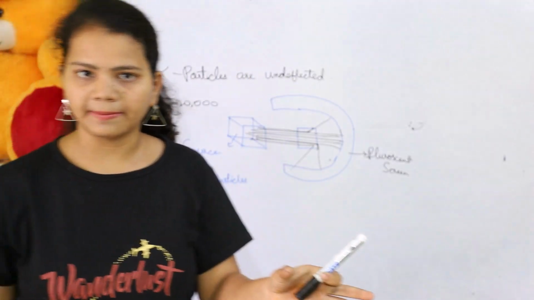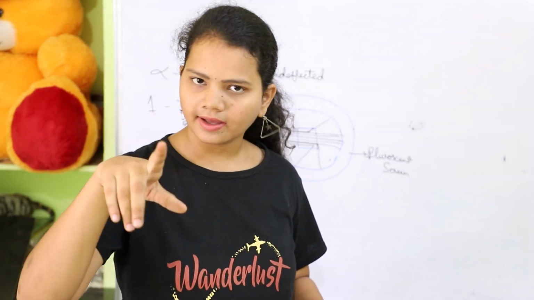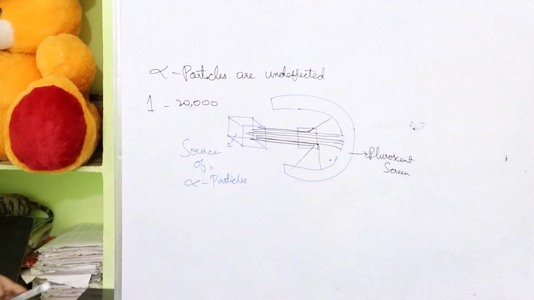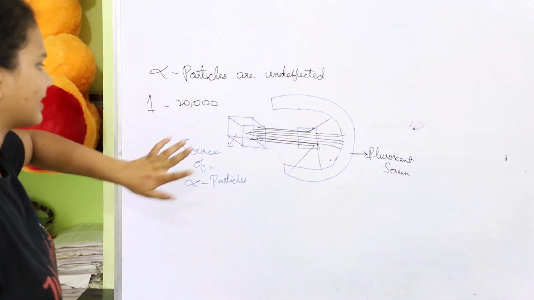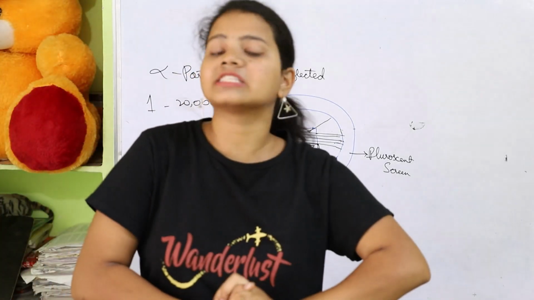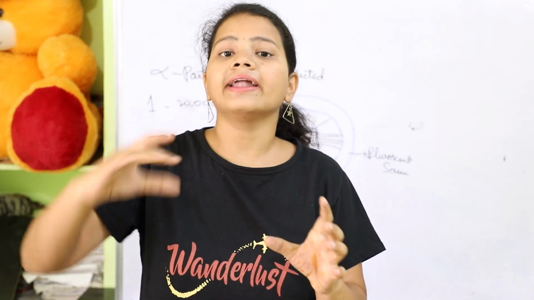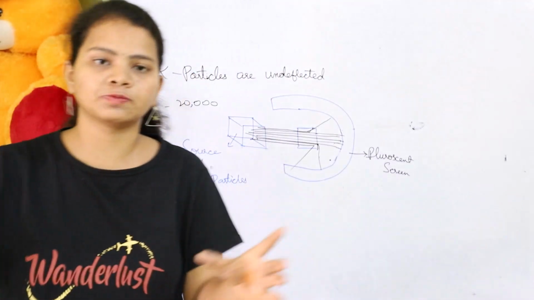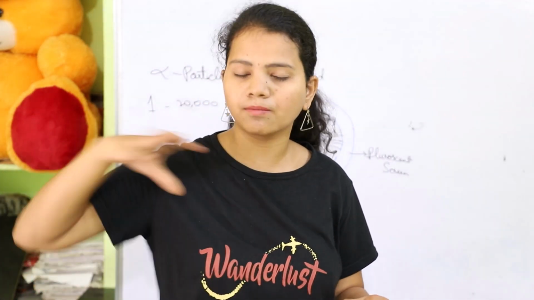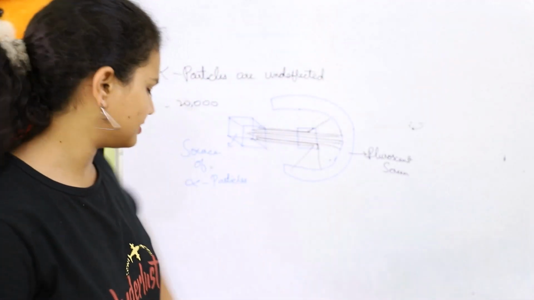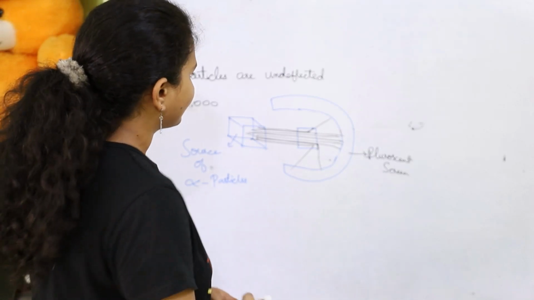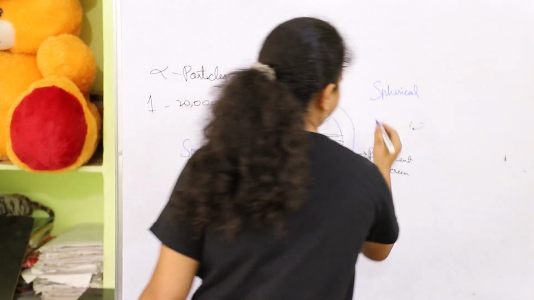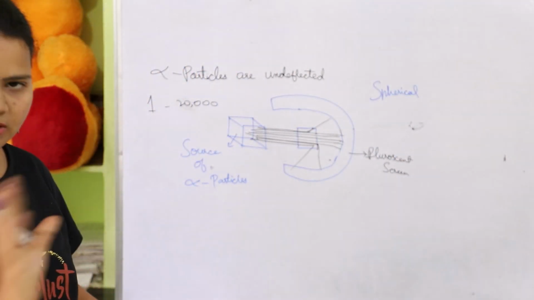So he made this experiment, and Rutherford discovered protons. Clear? Now here, very few alpha particles are deflected. He said that the atom is spherical and electrically neutral, and that the atom has mostly empty space. Atom will have more empty space available in it. Spherical, electrically neutral, and more empty space.